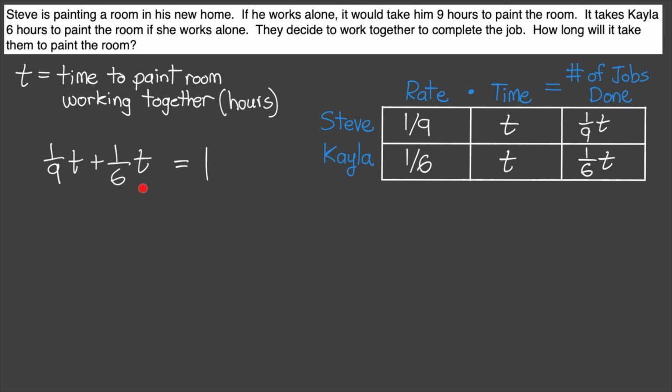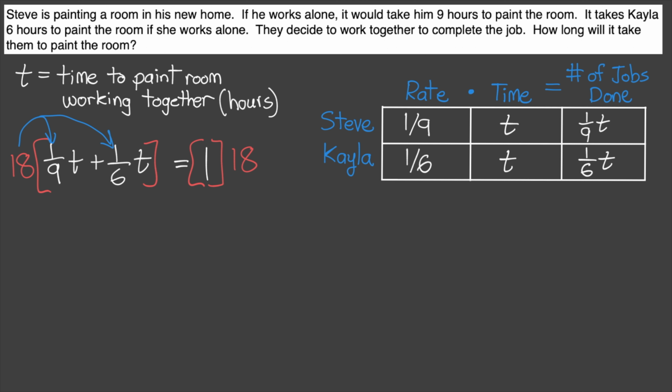So now we have to just solve for T. So we're going to multiply both sides by the least common denominator to eliminate the fractions. So where do 9 and 6 meet up at? Well, 9 and 6 meet up at 18. So we're going to multiply both sides by 18. And then on the left side, we'll distribute the 18 to both these terms here.